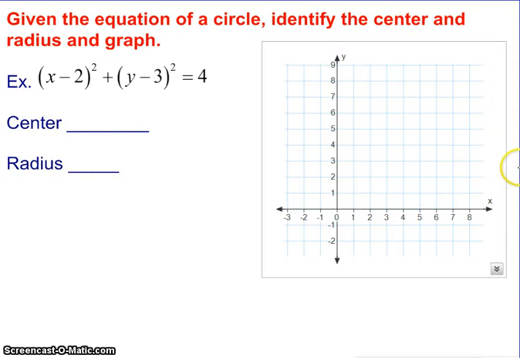Alright, now in this particular problem, we have to find the center. This is our h, this is our k, and then this is r squared. So really, the square root of 4 is 2, so my radius is 2.